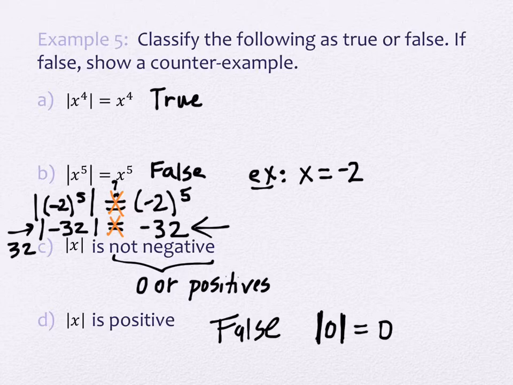Okay? So let's go back up to part C then. Is it true that the absolute value of x is always 0 or positive? Yeah, that's true. So non-negative, although it sounded wordier, is really quite helpful because it included something that positive did not include. It included that 0. Any questions on that one? Okay.